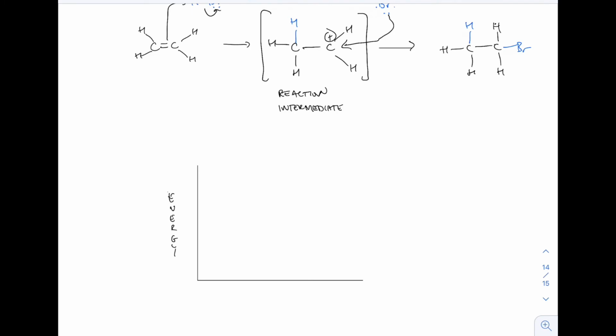So this is an addition reaction broken down into two steps. So what does that look like on an energy diagram? Okay. Looks like, silly Willy. My iPad likes to do crazy things.